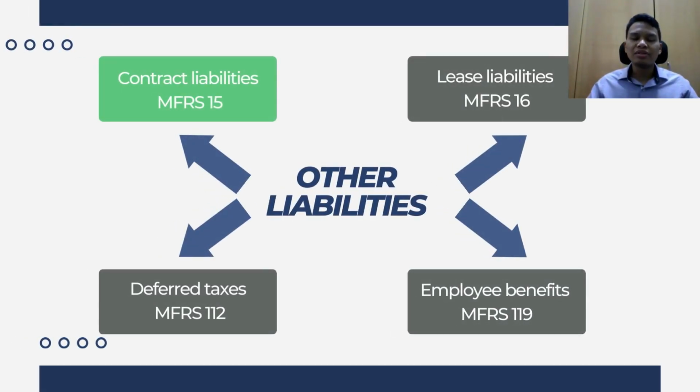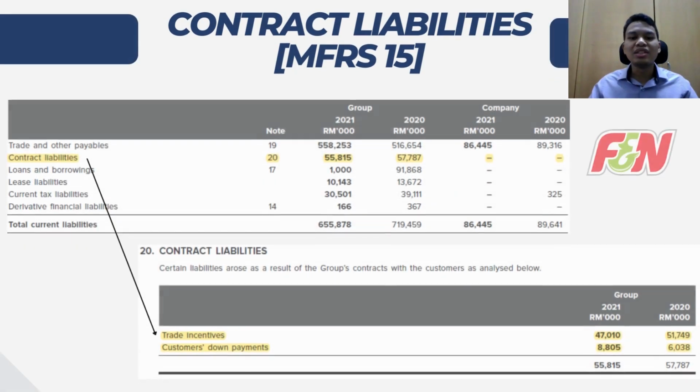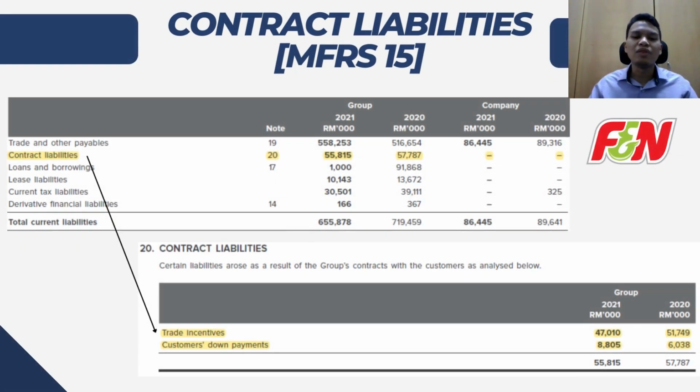First, I will be talking about contract liabilities, which can be found in MFRS 15. As you can see in this presentation, here are examples of how contract liabilities are shown in the financial position. In this example, I will be using the FNN company as our reference. The details about contract liabilities can be found in Note 20, as shown in the second picture of this presentation. Generally, a contract liability is an entity's obligation to transfer goods or services to a customer for which the entity has received consideration from the customer.